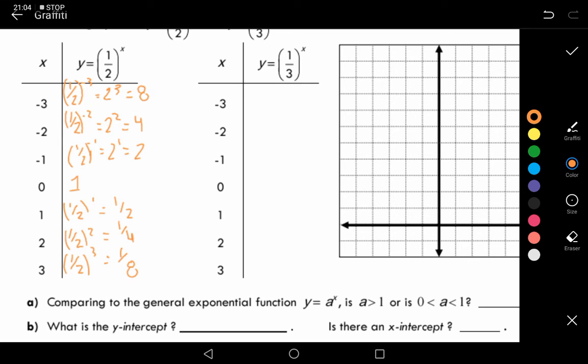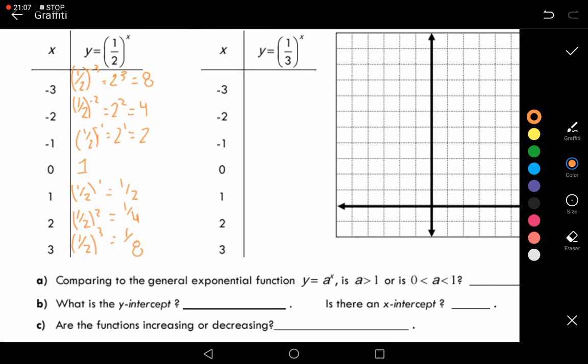Okay, so now we're going to go ahead and plot our coordinates here. So -3, 8. So 1, 2, 3, 4, 5, 6, 7, 8. Put a point. -2, 4. 1, 2, 3, 4. Put a point. -1, 2. 0, 1. Notice how that's exactly the same as before. 1, 1/2. 2, 1/4. Oh, that should be a bit lower. And 3, 1/8. So again, really close.